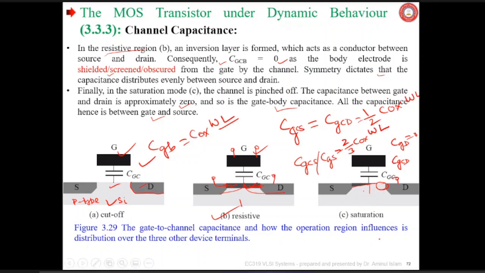In the saturation region, we don't have the capacitance associated with the drain, but we have capacitance associated with the source, and that is 2/3 of this value when we say gate to body capacitance. Could you understand these points?